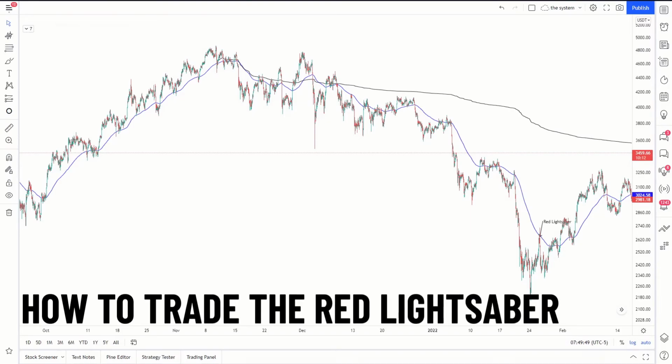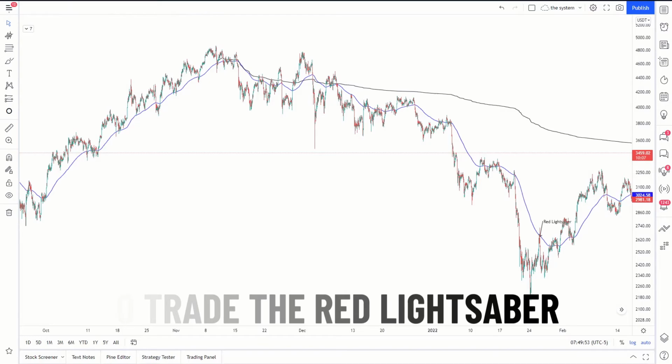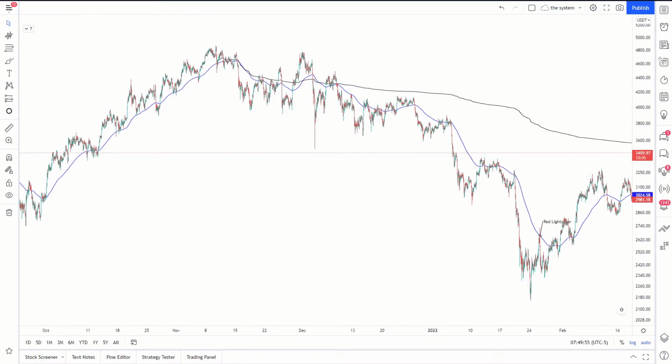We've discussed the green lightsaber and I've showed you how we can trade it. I'm going to focus a little bit more now on how we identify if we need to look for red or green lightsabers. Remember, we just need to identify what the long-term trend is. If we're trading it as a reversal pattern, it's not going to work as well as if we use it as a continuation, which I will explain in a few moments.